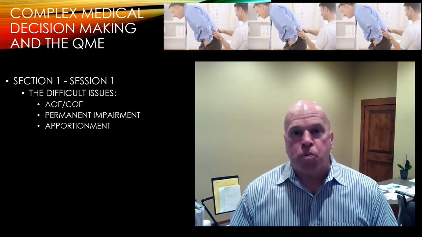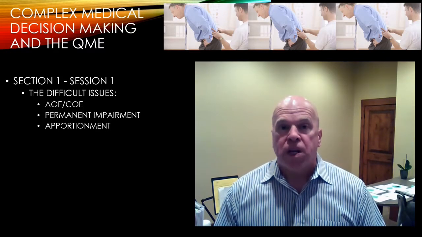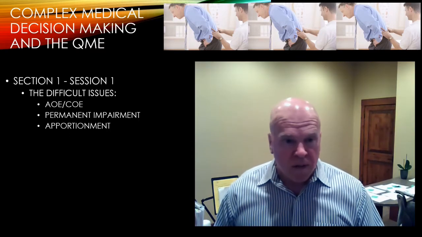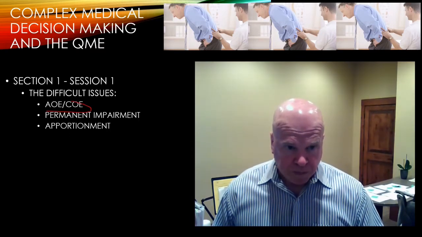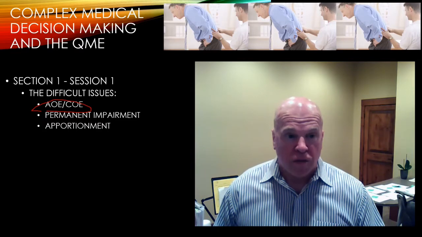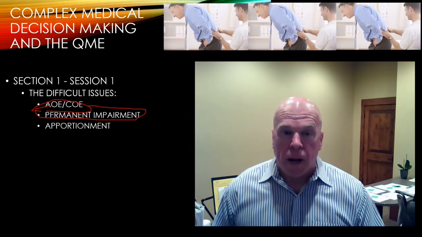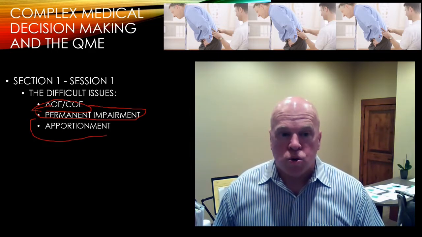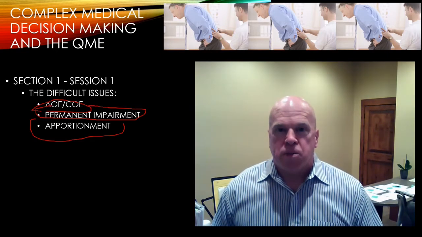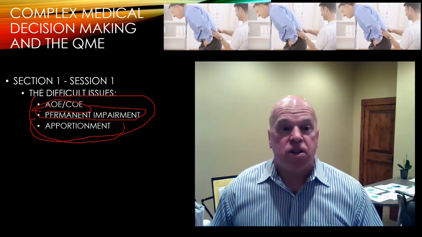And the philosophy of this program is that these determinations need not be difficult for you at all if you can avail yourself of a couple of basic tools in each one of these decision-making areas. So there are a few tools that will help you in the AOE-COE determination. There are a few tools that will help you arrive at accurate permanent impairment percentages. There are a few tools that will help you arrive at the perfectly naturally correct apportionment approximate percentages. And these tools work in every single case, every single time.